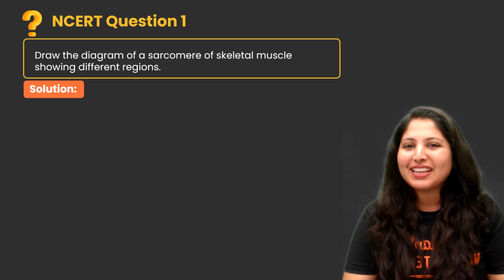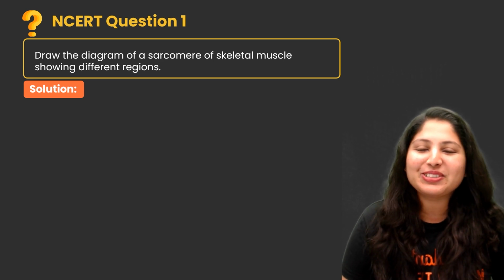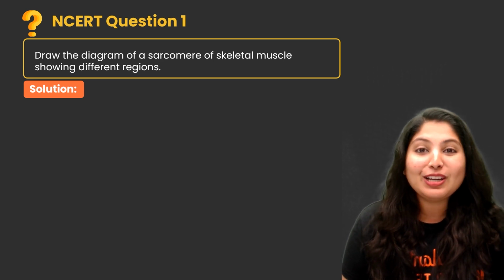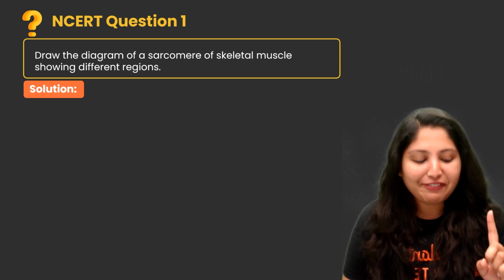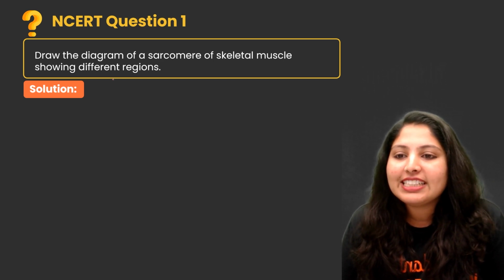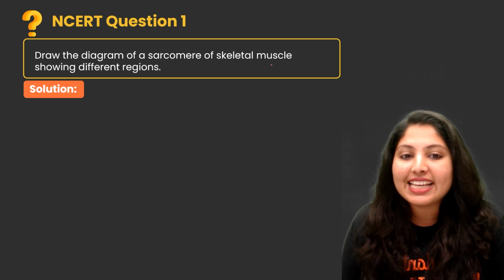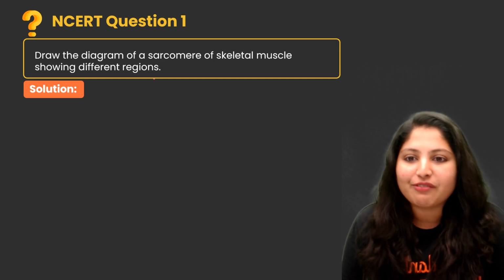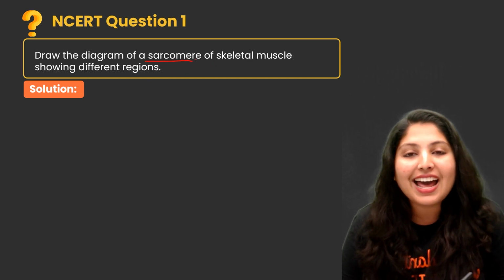I'm Anchana, your biology master teacher, and today we are going to discuss the questions from the chapter called Locomotion and Movement, in which the first question: draw the diagram of a sarcomere of skeletal muscle showing different regions. We need to draw the diagram of a sarcomere.